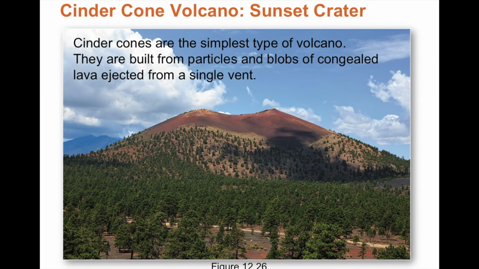A cinder cone volcano is the simplest type of volcano. It's built from particles and blobs of congealed lava that's ejected from a single vent. Sunset Crater here is an example of a cinder cone volcano that has actually erupted, and that causes this divot in the top. Originally, the volcano would have been like this, and it had a major eruption, but it was one vent, a single cone.